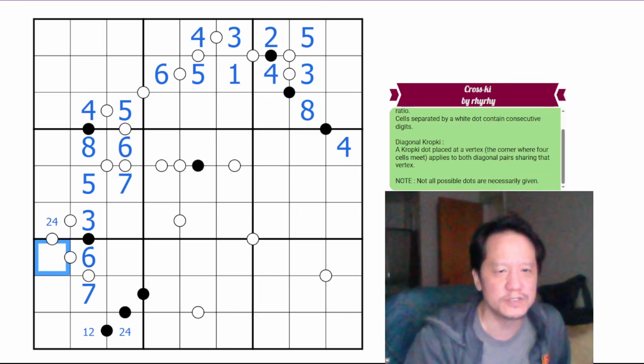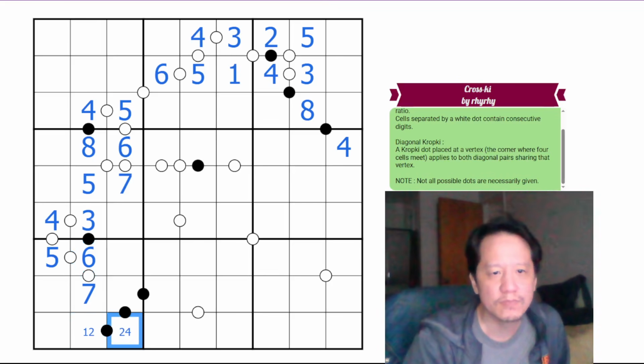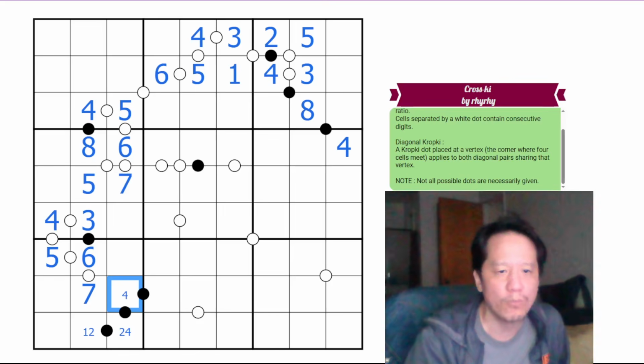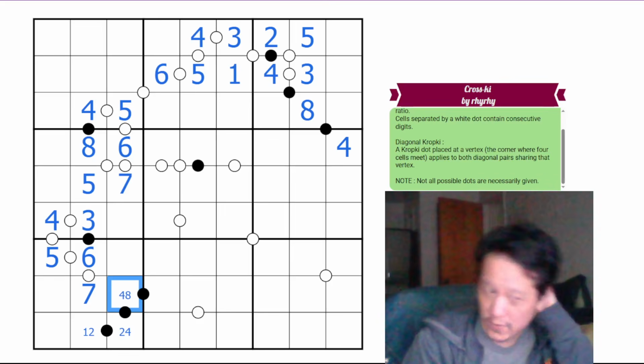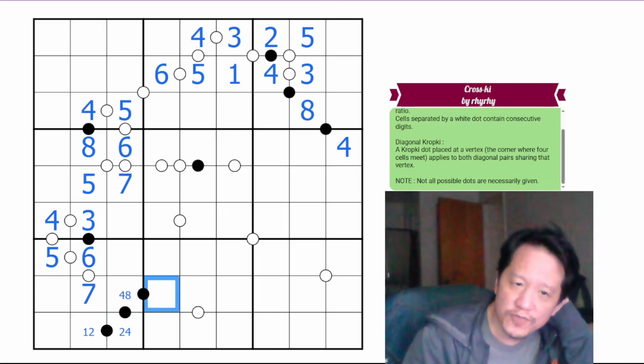2 and 4 is consecutive. Okay, so this has to be consecutive with 6. It cannot be 7, so this must be 5, which makes this 4 to be consecutive with both of those. If this is 1, this is 2, this is 4. If this is 2, this is 4, that's 8. If this is 4, this is 2 or 8. If this is 8, this is 4.